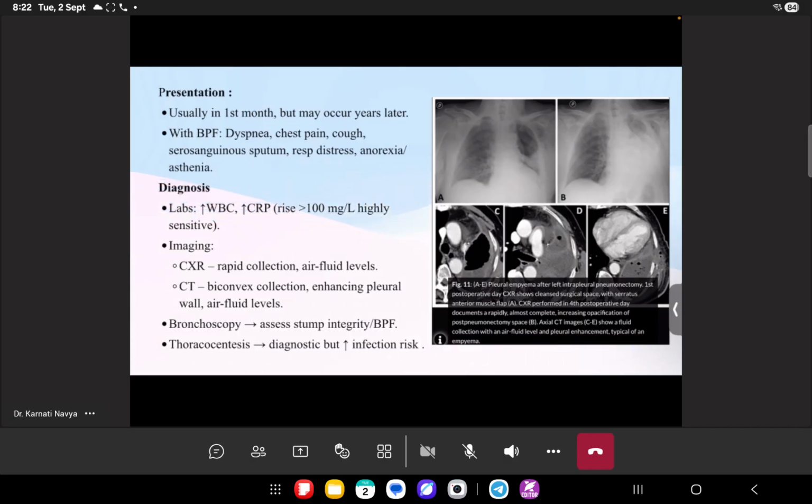This is an image showing the pleural empyema after left intrapleural pneumonectomy. The first postoperative X-ray in A shows the normal surgical space with the serratus anterior muscle flap. Then the repeat X-ray is performed on the fourth postoperative day, which shows an increasing opacification of the post-pneumonectomy space, and then followed by the actual CT images, which show air fluid level and pleural enhancement, typical of an empyema.